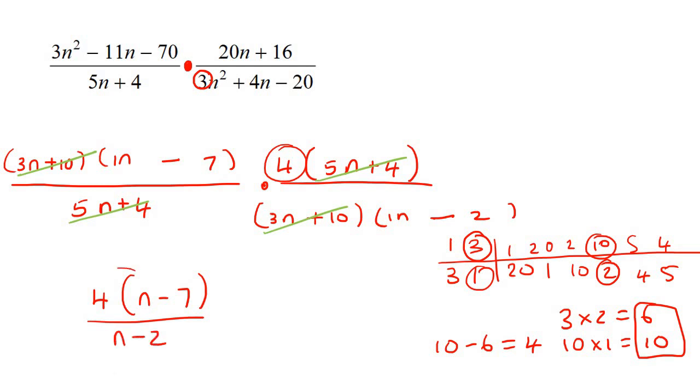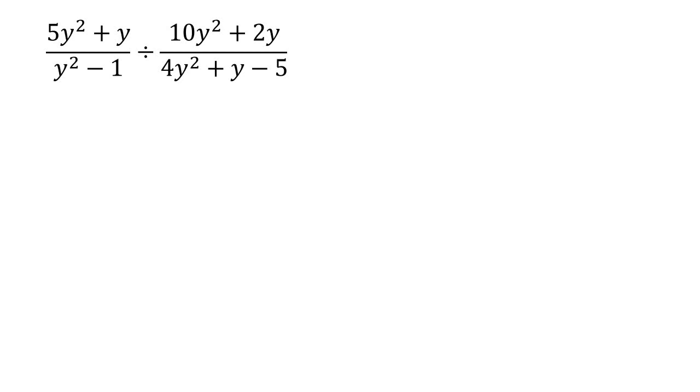Now, as I said, most teachers would want you to multiply the top out. So you'd be left with 4n take away 28 over n take away 2. Two more examples. Well done for making it this far.